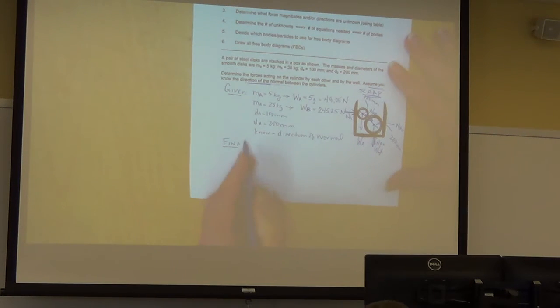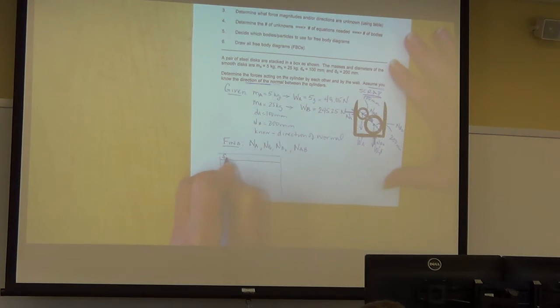So let's see what it's asking. Determine the forces acting on the cylinder by each other and the wall. So what do they want us to find, Mike? They want us to find the magnitudes of the normals. Okay, so give me the variables. Now that we've defined the variables, I don't want to write the magnitude of the normal by the wall, it's just too much. So what do I write? NA, NB1, NB2, and NAB. Good.